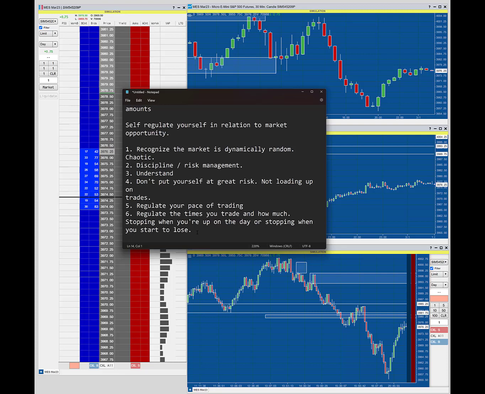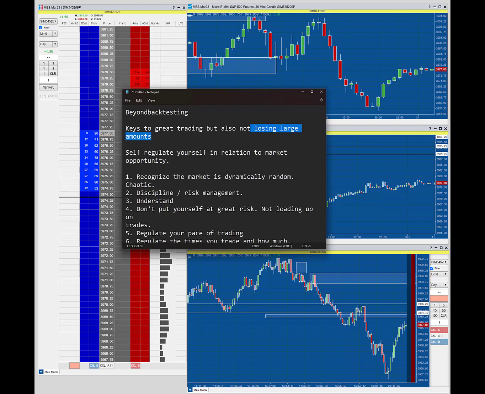We can talk about regulating your emotions, in terms of not getting into trades just for activity's sake, and also introspecting and being aware of good instincts to get out of a trade. So all these are skills, but some of these are more toward trading great, and some of these are more toward not losing large amounts. And the discipline, the risk management, the size management will go a long way toward not losing large amounts, and that is a key.